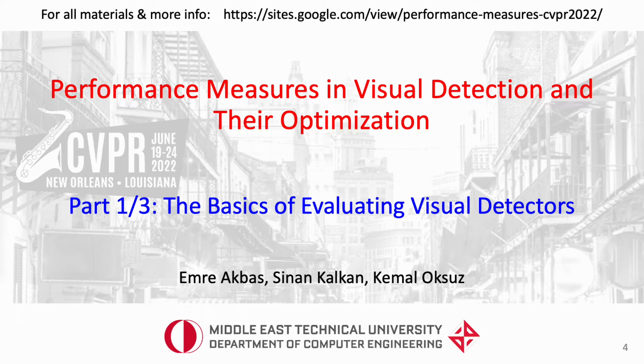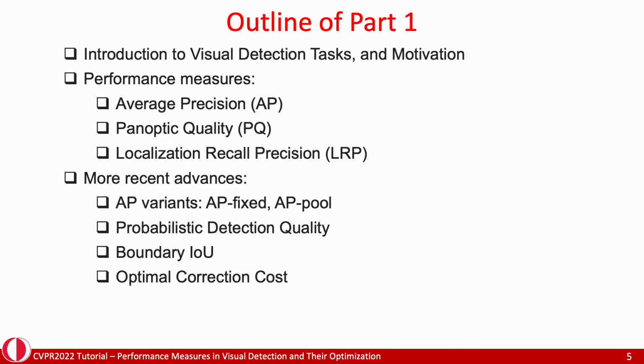Okay, after this overview, let's start the first part of the tutorial, the basics of evaluating visual detectors. Let us look at a more detailed table of contents for this part. We will start by introducing visual detection tasks and talk about how the performance is evaluated in these tasks and why it is important. Commonly used performance measures will follow.